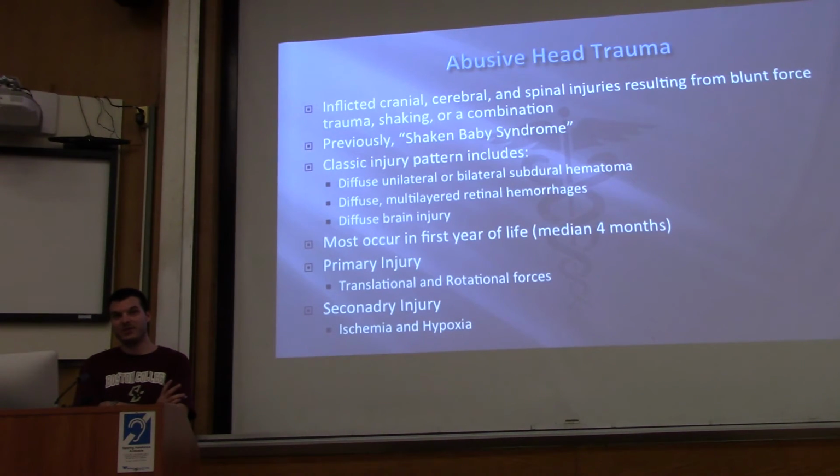So you have 2 types of injury. I mean, you see it in your non-abusive head trauma, but you have your primary injury from your translational and rotational forces, and then later on you get ischemia and hypoxia that are found on MRI.